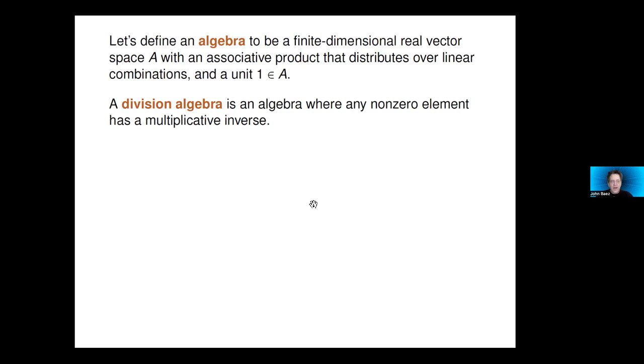Well, you probably know, or at least some of you probably know, but I'll come out and say it here. I'm going to say the word algebra a bunch of times, and I always mean a finite dimensional real algebra. So it's a real vector space with an associative product that distributes over linear combinations, and it has a unit, one multiplicative unit. With all those caveats, a division algebra is going to be for me an algebra where any non-zero element has a multiplicative inverse. Notice I'm assuming that it's associative. I love the octonions, but that's not what today's talk is about. And so I don't want to keep saying associative algebra. That's the only kind I'm talking about today.